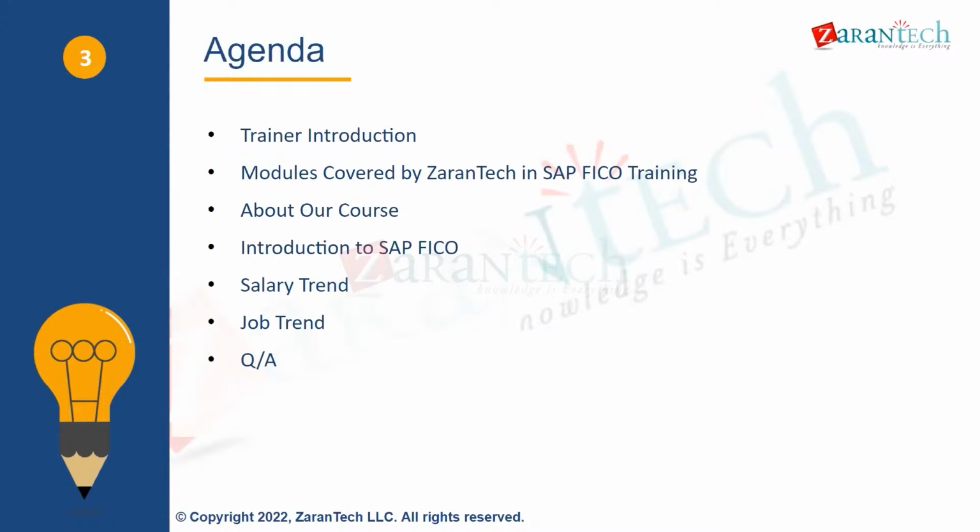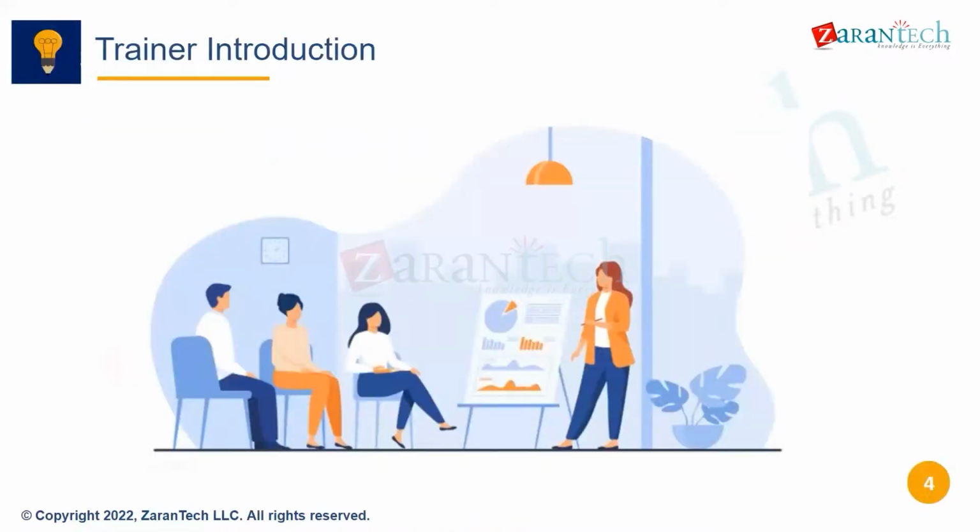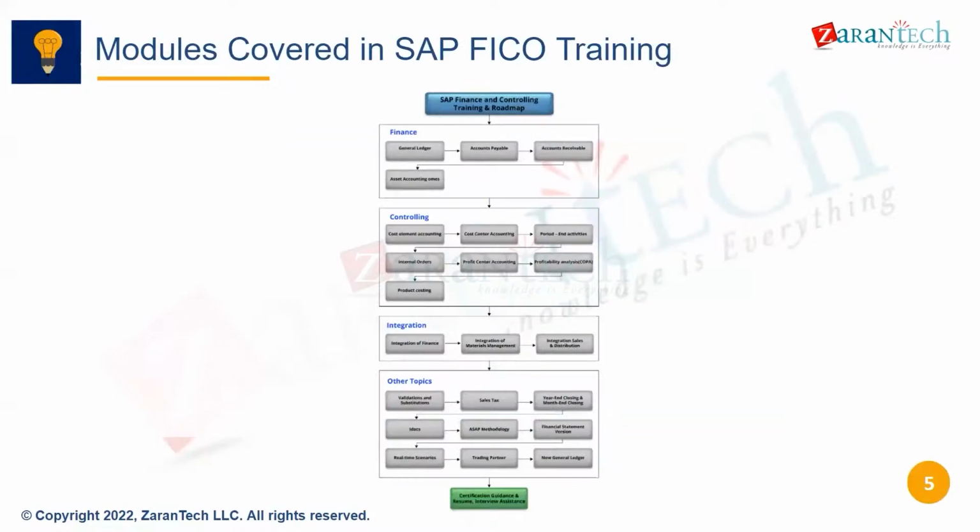So I'll start from SAP. These are the modules covered in SAP FICO training. We have general ledger, accounts payable, accounts receivables, and asset accounting. Then we'll cover the org structure, which is called enterprise structure in SAP, and also financial accounting global settings. And then controlling: cost center accounting, cost element accounting, internal orders, profit center accounting, budgeting, and COPA. COPA is called profitability analysis.